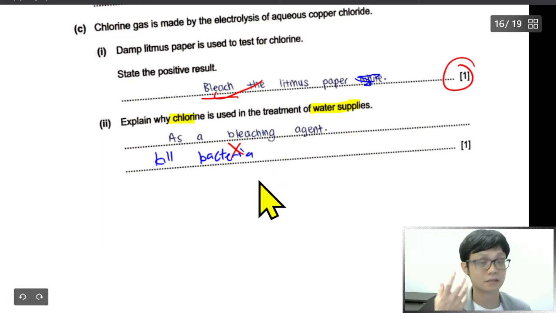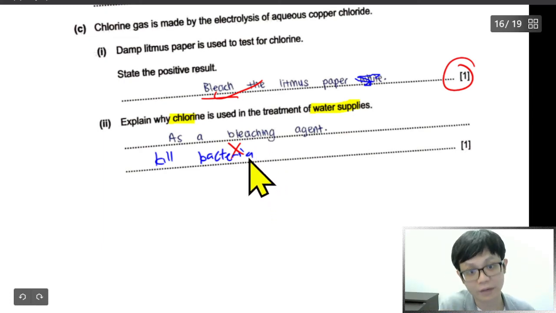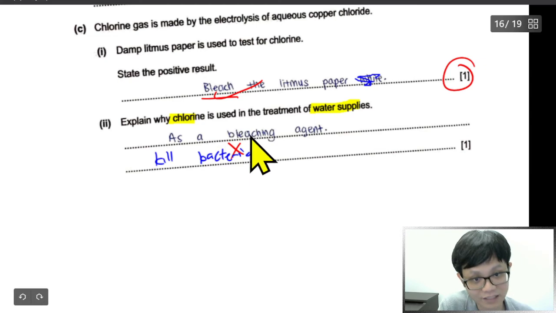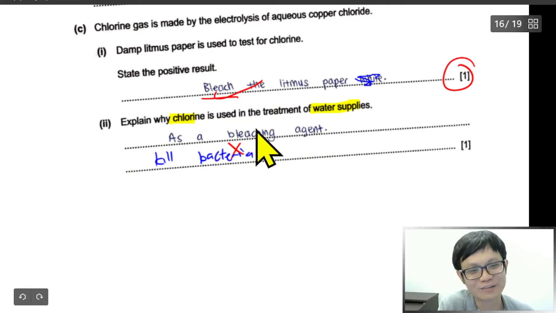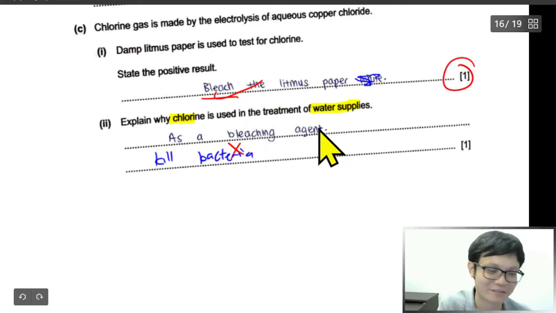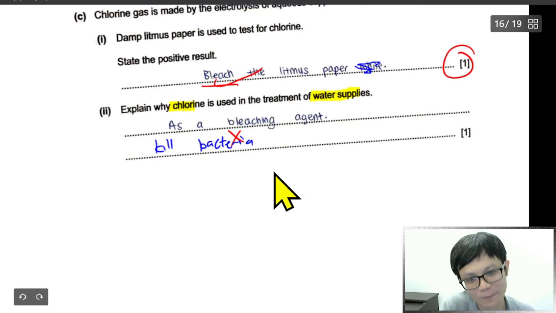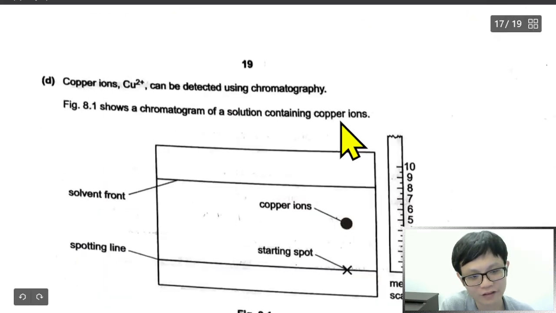But it is important because it kills microbes, not as a bleaching agent. Bleaching agent means we are talking about something like Clorox. We don't want to put Clorox into the treatment water, or we will kill a lot of people. So let's put a little bit of chlorine to kill the microbes.